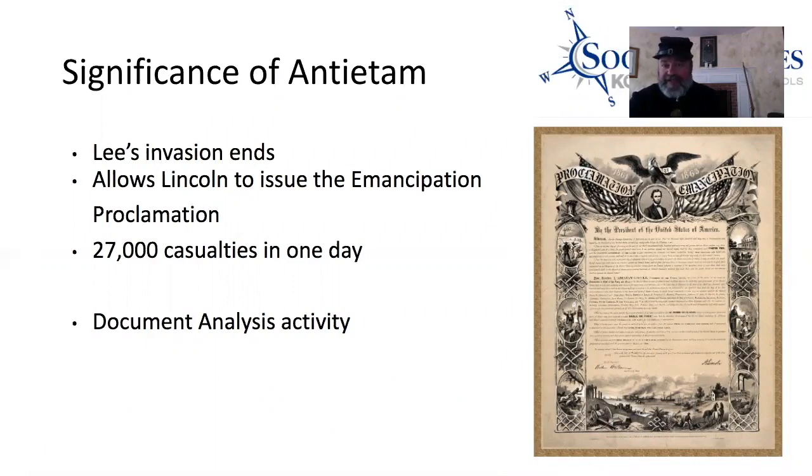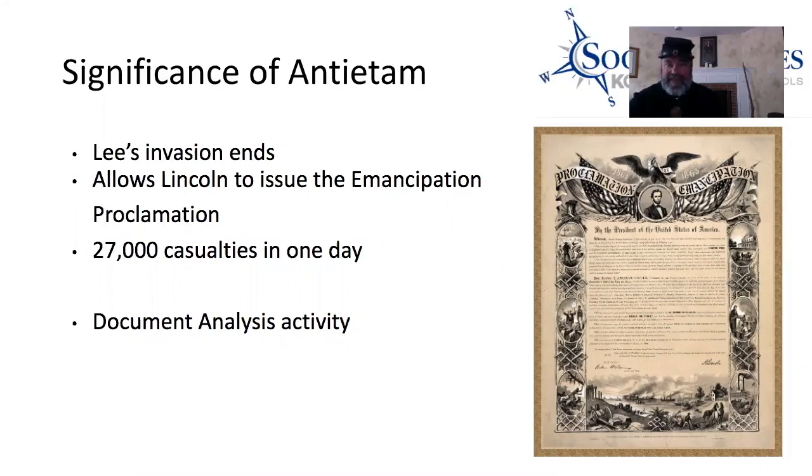It was a draw. It's hard to say that this was a Union victory. These two armies just kind of slugged it out all day. But the next day, Lee retreated back to Virginia. Therefore, we say that it was a Union victory. The key to this is the two major significances that you're going to need to know. Number one is this battle allows Lincoln to actually issue the Emancipation Proclamation.